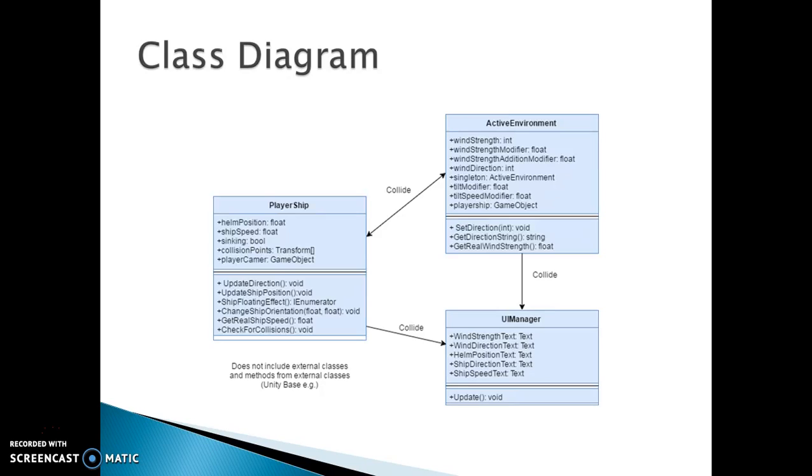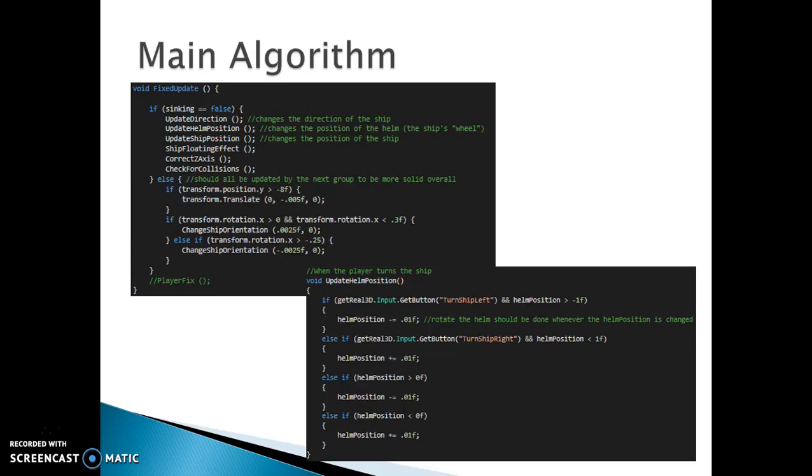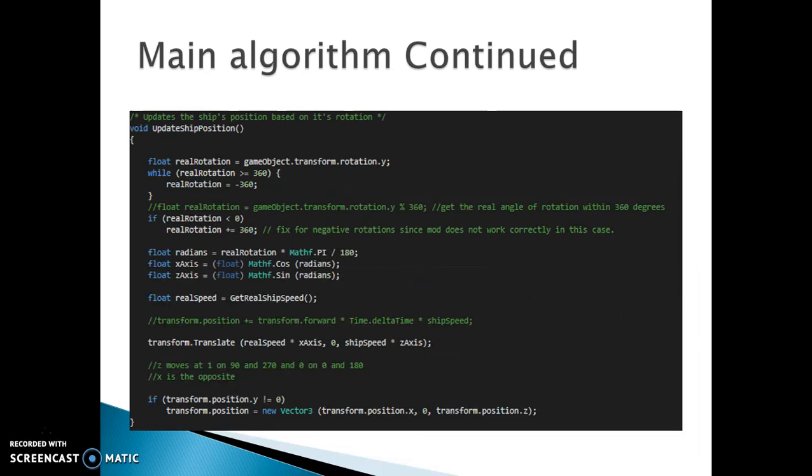Here's a class diagram of the most common interaction in our project. The player ship, the active environment, and the UI manager all affect each other in some way. Here's a few samples of code from our project, different algorithms for different aspects of the project.